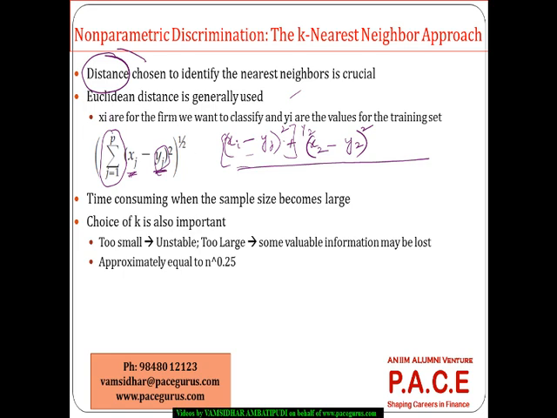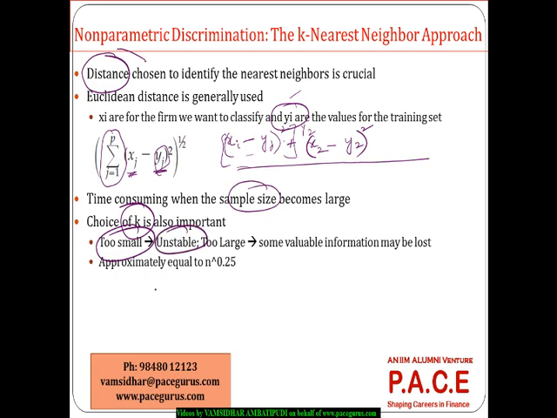And I am finding the Euclidean distances for each firm from each of the variables of the training set. Because I have to do so much calculation, it becomes a very time consuming process, especially when the sample size is much larger. And the choice of K is also very important, because the larger the K I choose, a lot of valuable information might get lost. But at the same time, if I choose it too small, it becomes very unstable.